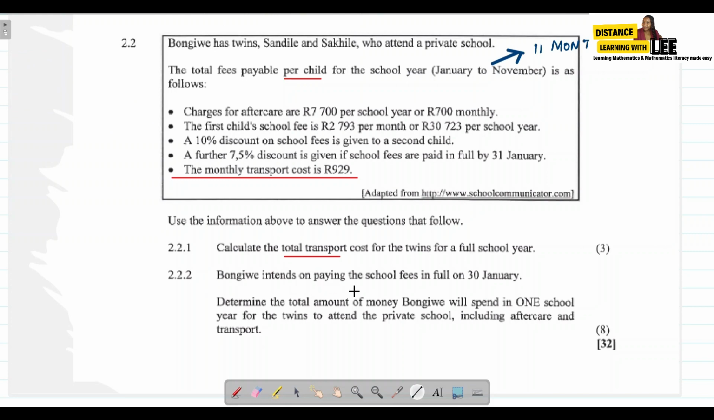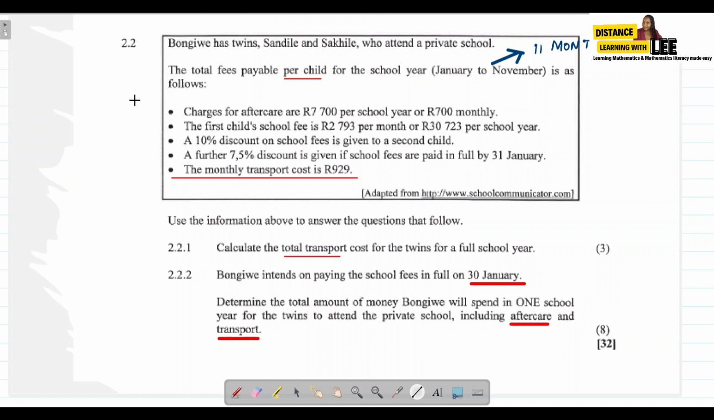Bongiwe intends on paying the school fees in full on the 30th of January, right? So Mrs. Bongiwe Dlamini intends on paying the school fees for her twins in full on the 30th of January. We need to determine the total amount of money that she will spend in one school year for the twins to attend the private school, including aftercare and transport, right?